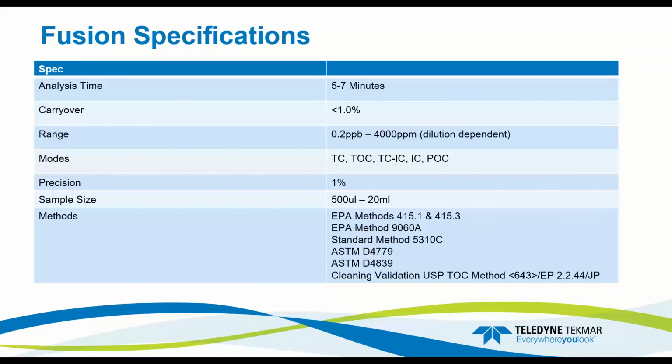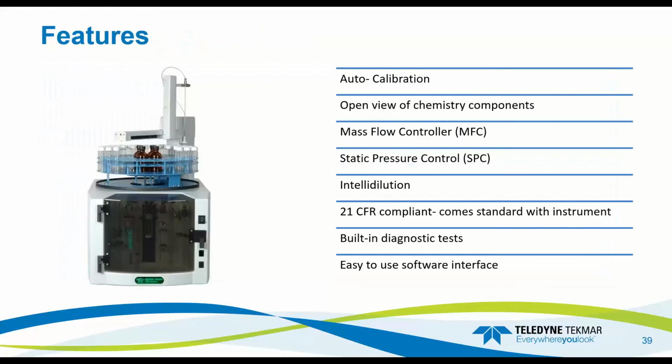And it's just a list of the Fusion specifications there. But the biggest things that we want to talk about with this system are some of the features that I've mentioned before. One, the auto calibration, the open view of the chemistry components, so you can look across the lab and understand that the system is doing what it's doing by looking through and seeing it. Mass flow controller, we'll talk a little bit about static pressure control in a second, and teledilution. If you're in an environmental lab, which we wouldn't be using this feature in the pharmaceutical lab, it would go back and redilute your sample and bring it within the calibration range that you have selected.